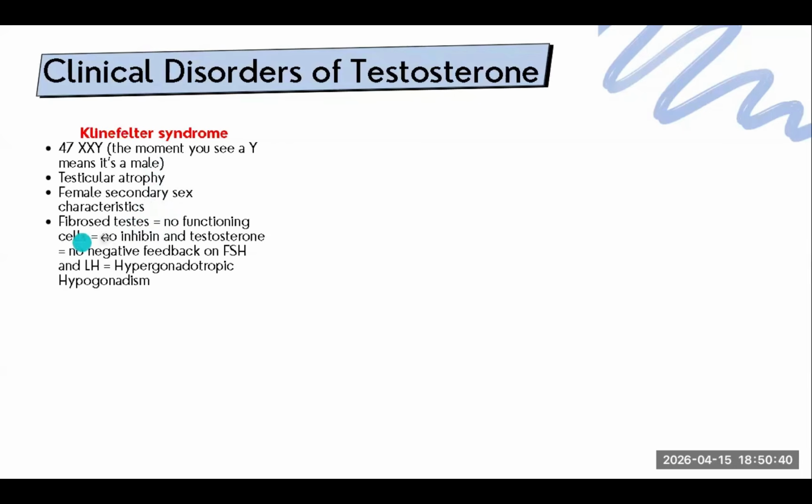Their testes would be fibrosed, and therefore there are no functioning cells, and therefore there is no inhibin and testosterone released, and therefore there is no negative feedback on FSH and LH. And finally, this would mean that there is excess gonadotropins, and it's a hypergonadotropic hypogonadism syndrome.